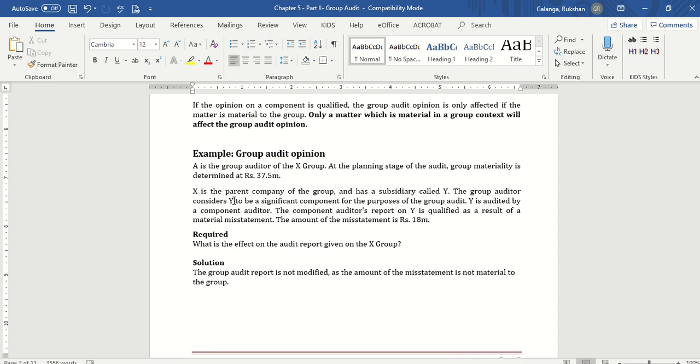Right, when you look at it from the X group point of view, is it a material figure? Is it a material figure? No. Right? The group audit report is not modified as the amount of the misstatement is not material to the group. Materiality and significant component, we'll discuss that later. But still, it is not material from the group point of view.